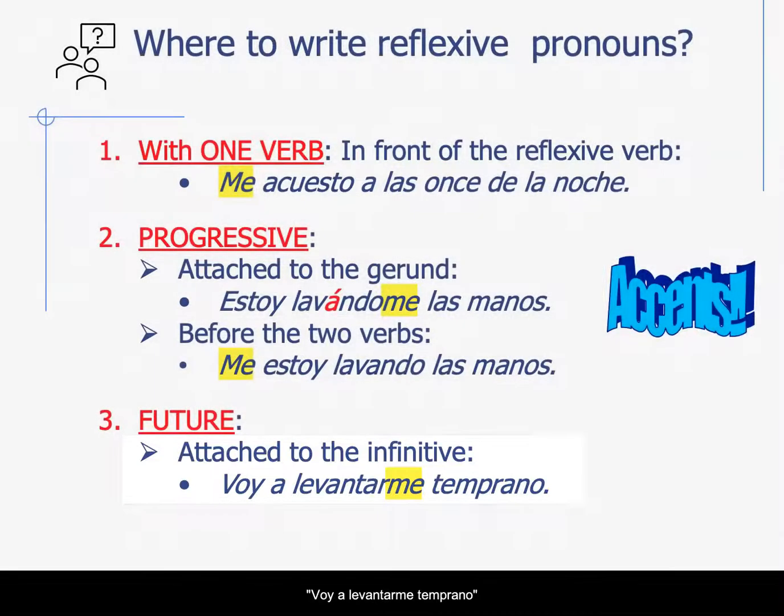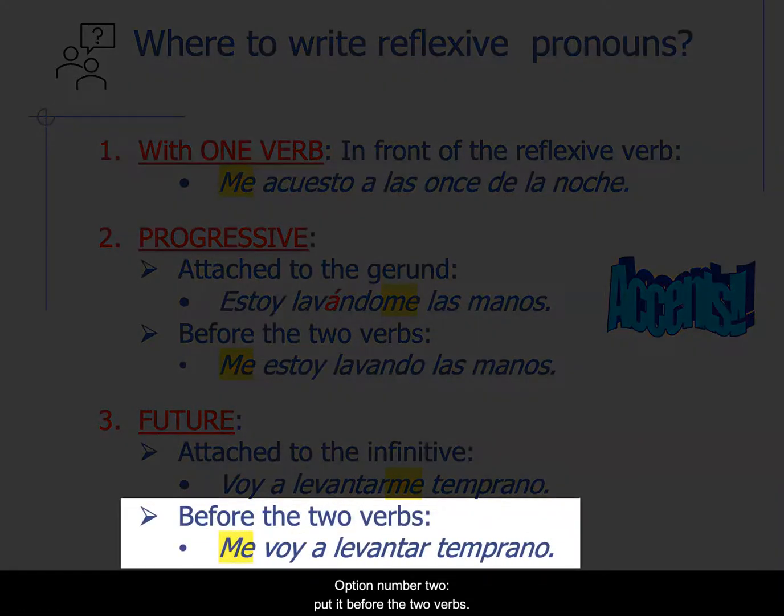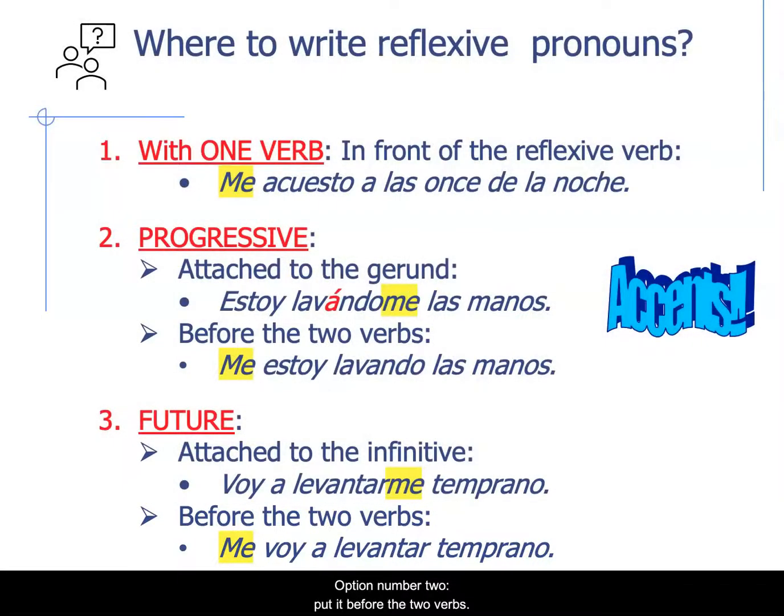Option number 1, voy a levantarme temprano. I'm going to wake up early or get up early. Option number 2, put it before the two verbs. Me voy a levantar temprano.